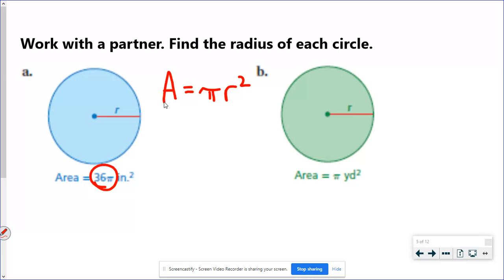Here's my pi times the radius squared. Well, what number squared gives me 36? That's going to be 6 inches. This is an area of pi, or let's say 1 pi. So pi r squared, the 1 is really equal to r squared. Well, that means that the radius is 1 yard.